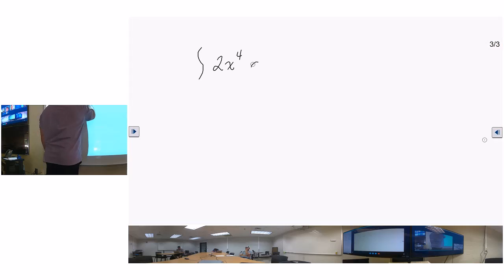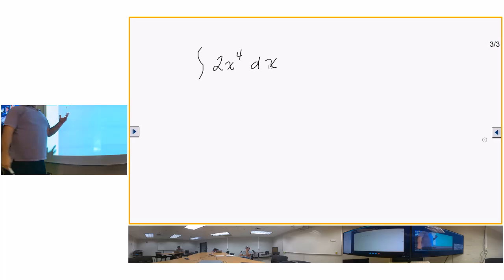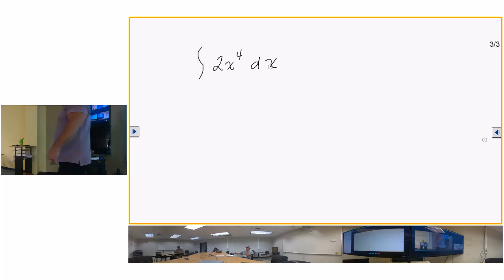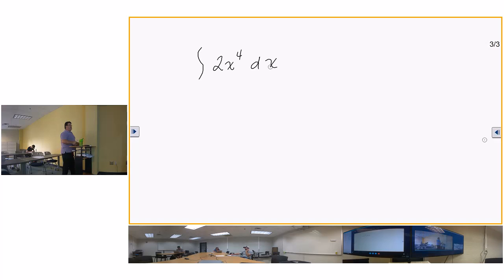Okay, so let's do 2x to the fourth. This one is called an indefinite integral. You do not have a lower and upper bound. This is just like me asking you what is the square root of 25, and you say 5. I'm not going to do any evaluation. I'm just wanting you to tell me what the antiderivative is. Okay?